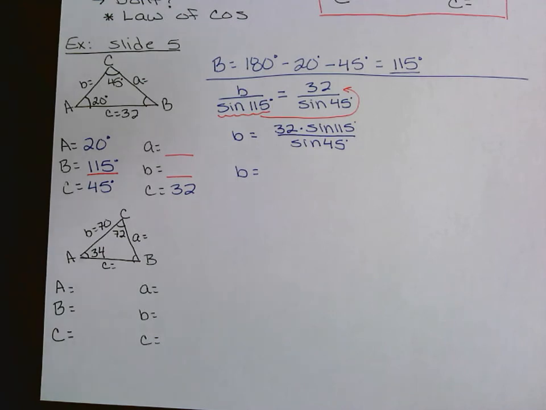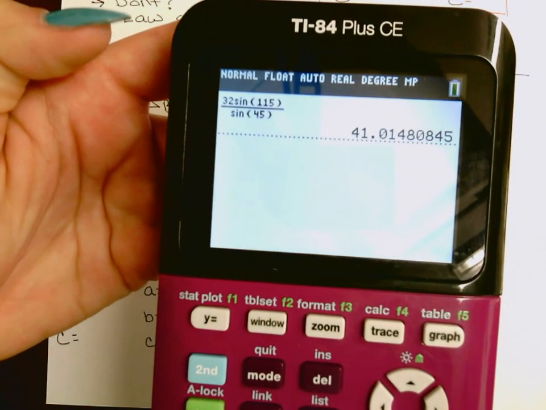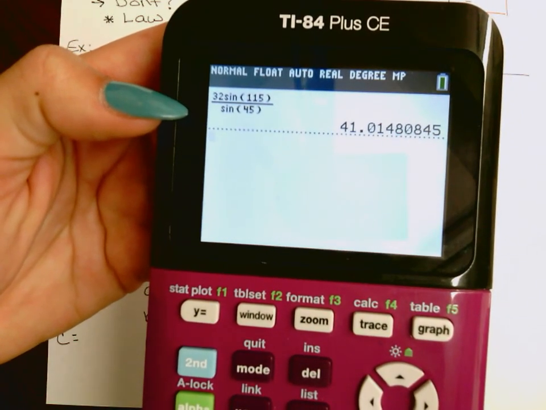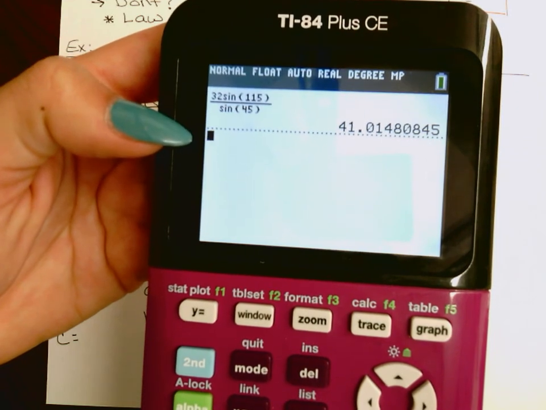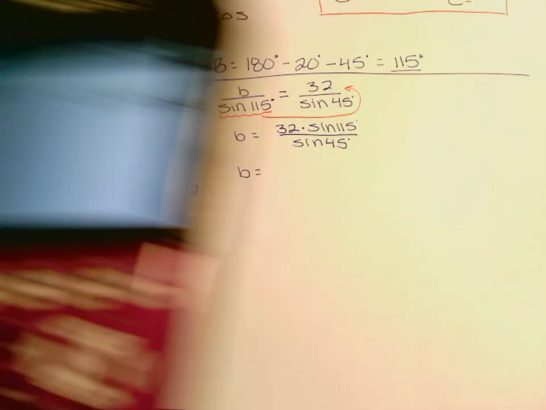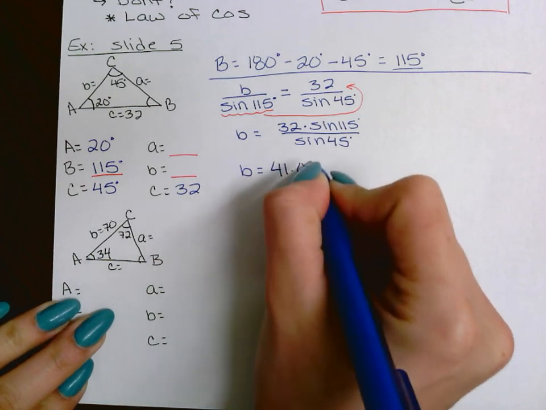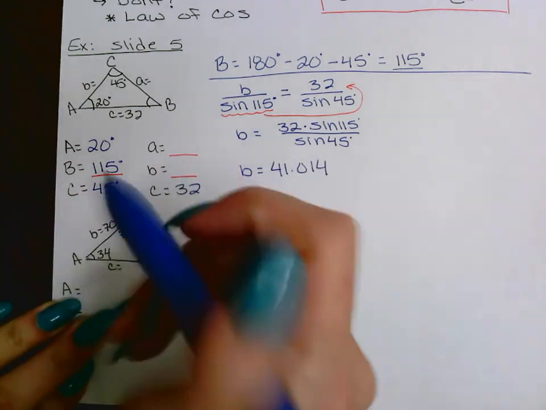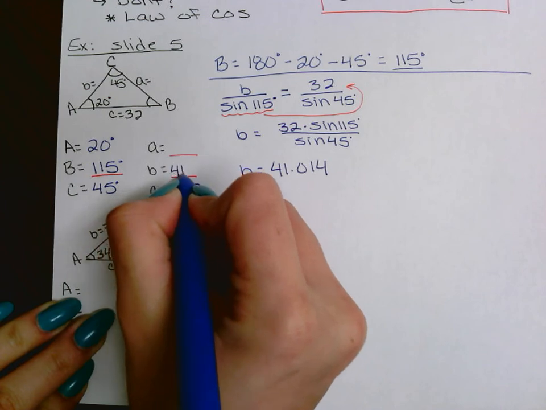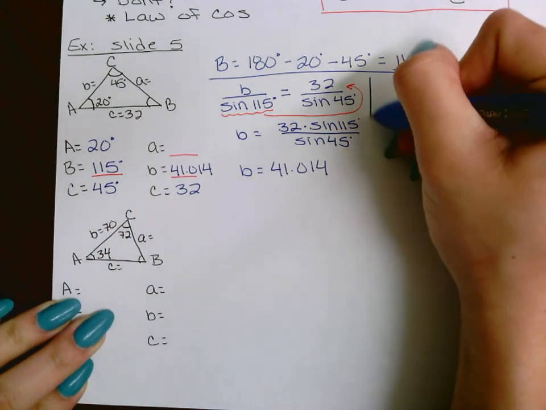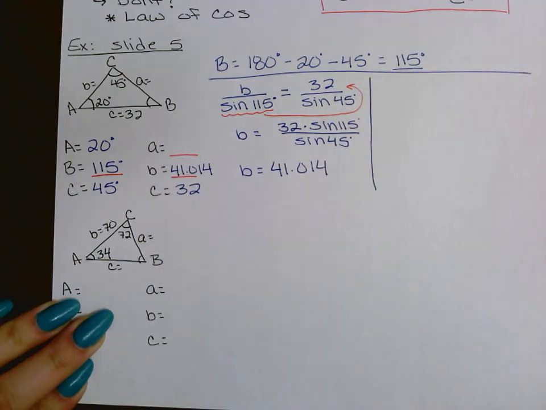So hopefully if you took a moment to put that in your calculator, it should look something like this. Again, you can see at the top I'm in degree mode. I just put the function that we had set up, and it gives us 41.014. And that's little b, so I'm going to plug that in right here. And I'm going to do the same exact thing for little a.